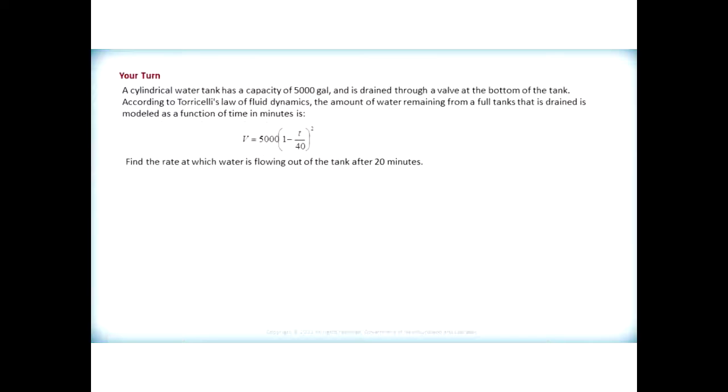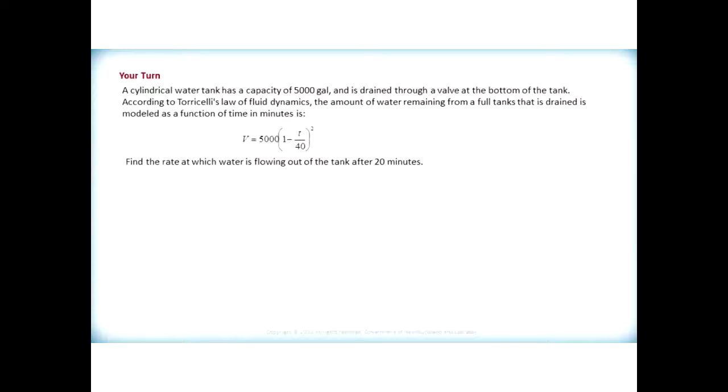Alrighty. So here's the Torricelli question, and this one I cooked up to make a little bit more of a challenge for you in terms of the derivative that you actually have to take here. But it says a cylindrical water tank has a capacity of 5,000 gallons, and it's drained through a valve at the bottom of the tank.